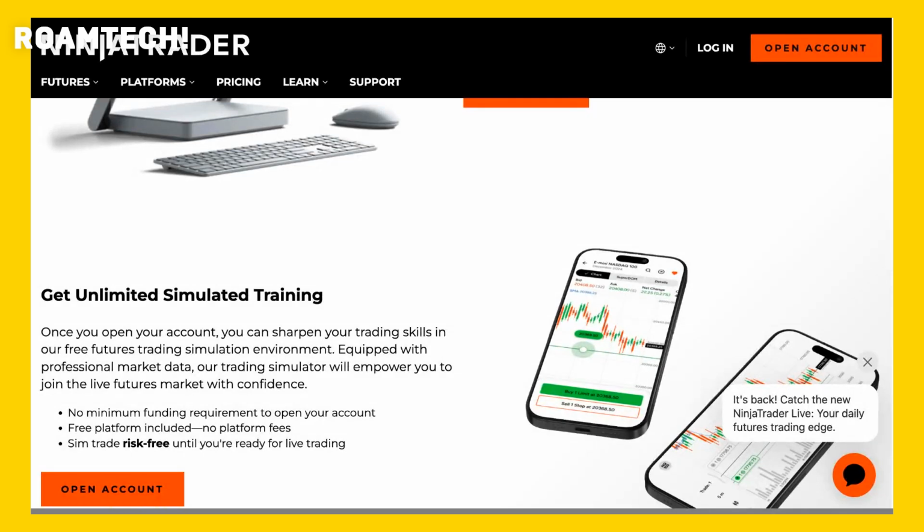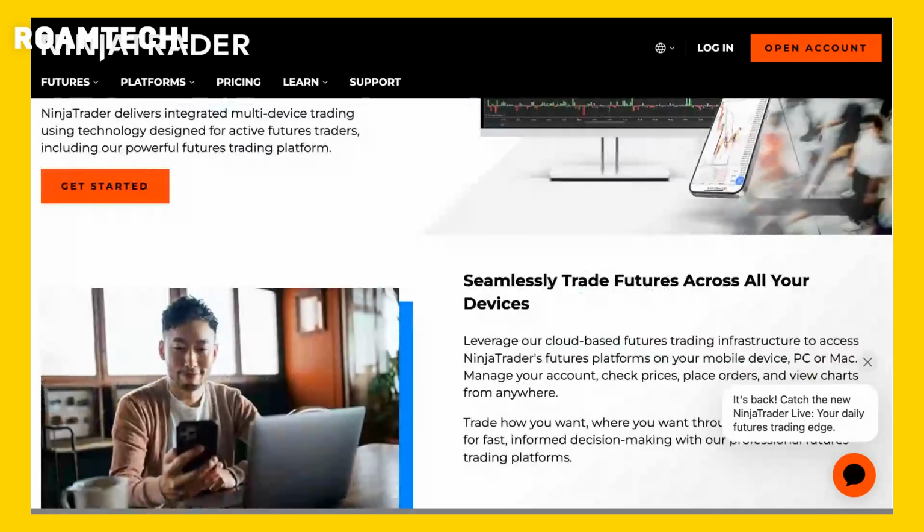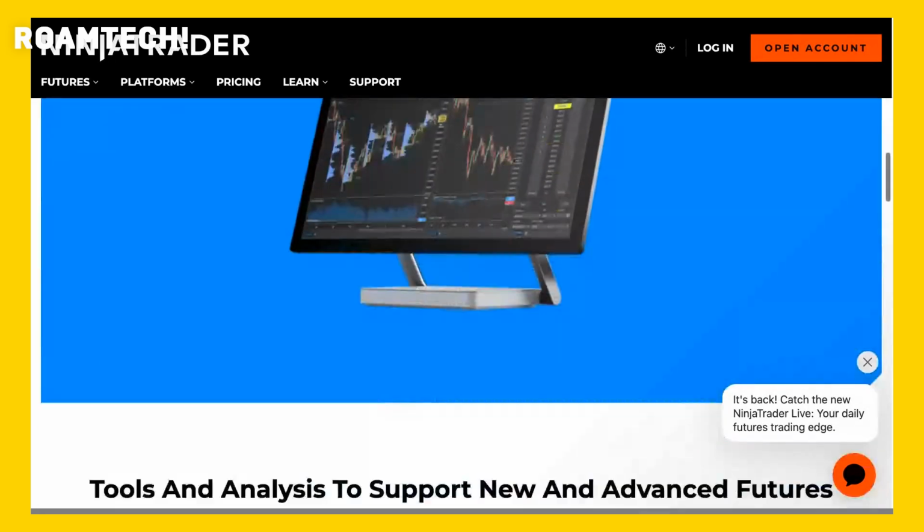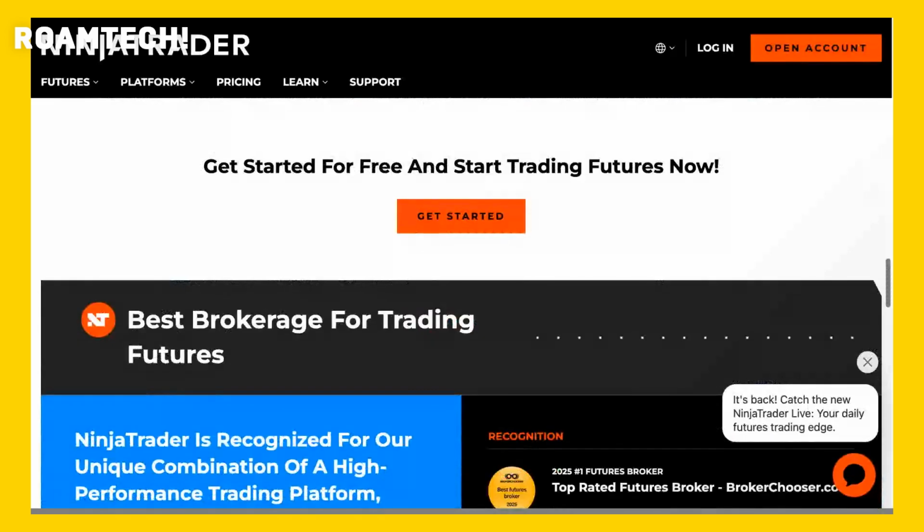The platform also offers advanced charting capabilities with numerous drawing tools and indicators, empowering traders to conduct in-depth market analysis and identify potential trading opportunities. For those interested in automated trading, NinjaTrader provides strategy development and backtesting tools. Users can create and test their own automated trading strategies using NinjaScript, the platform's proprietary programming language.